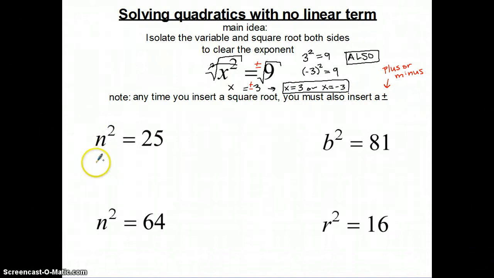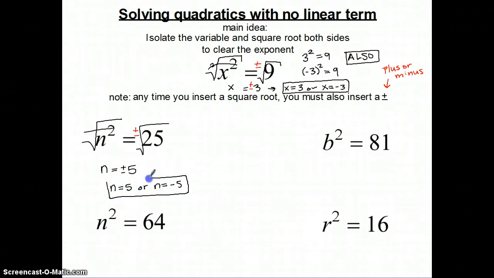Down here, I see n squared. It's already isolated, so I'm going to square root both sides to get rid of that exponent. But I just put in a radical, so I must also put in a plus or minus on the right-hand side in front of that 25. The radical and the exponent cancel each other out, leaving me with just an n on the left. And the square root of 25 is 5, positive or negative. So n may equal 5, or n may equal -5.